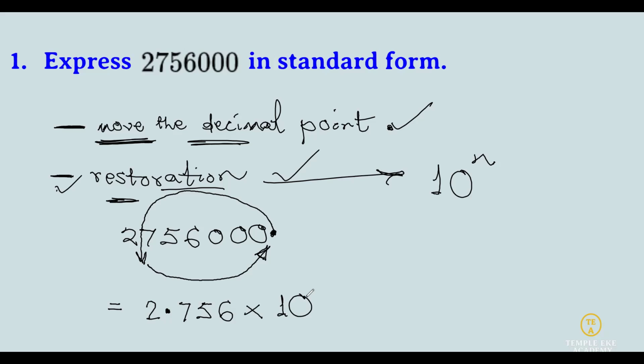Let us see. In the restoration move, the arrow is directed towards the right. Towards the right means it is a positive move, and therefore our power of 10 will be positive. How many digits are in between the two positions of the decimal point? 1, 2, 3, 4, 5, and of course 6. So we have positive 6. And here we have the standard form.